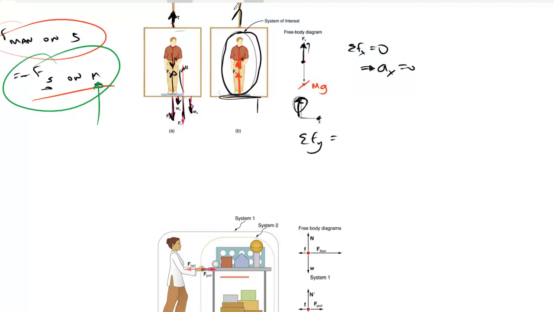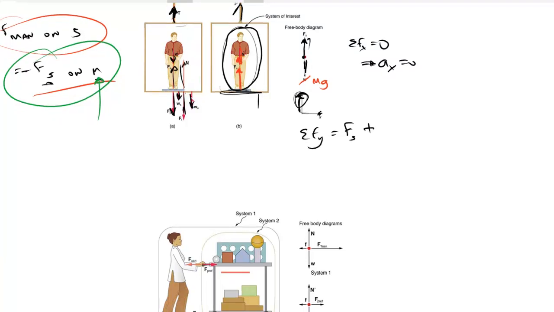So remember, the sum is adding these up. I have a positive force that the scale exerts, plus, since I'm summing, a downwards arrow, so this must be a negative, right? So plus a negative mg equals my mass times my acceleration in the y direction. Careful that we're focused on the y direction. And so I could write this as Fs minus mg is equal to m a_y. And then we need to be given some other information in order to find out what this force is. But this is how we would set it up.